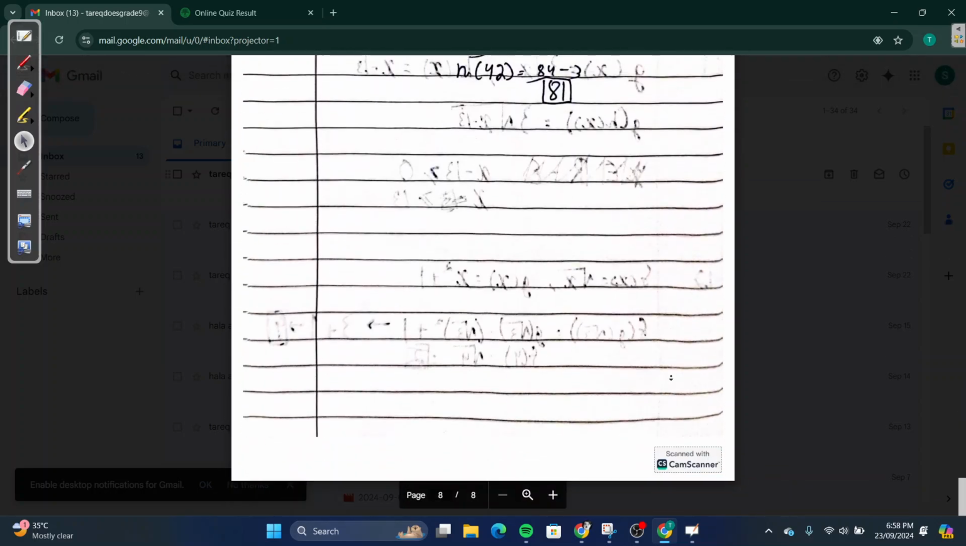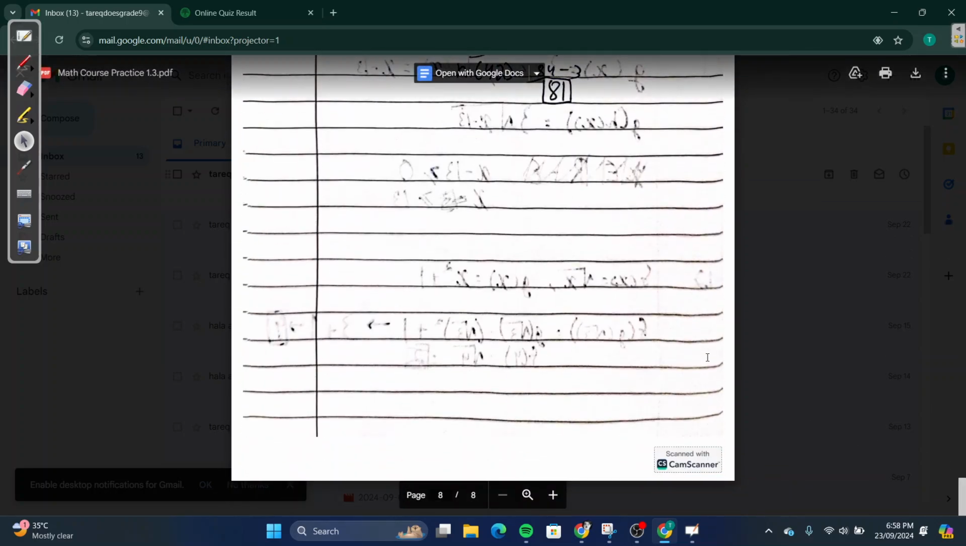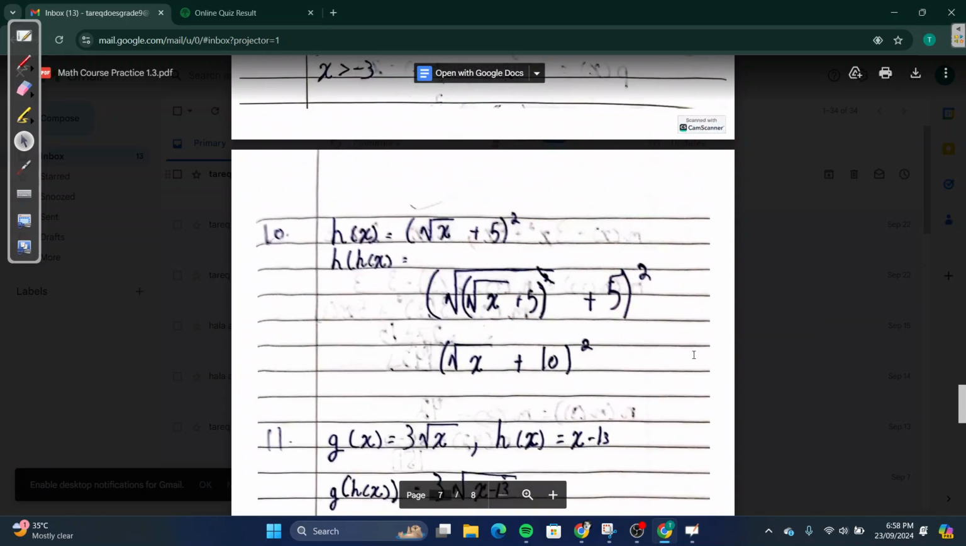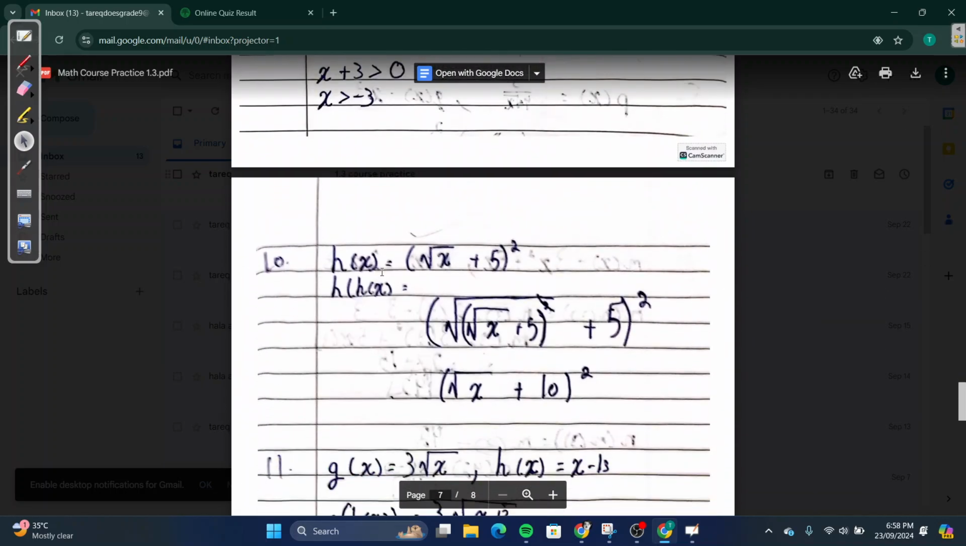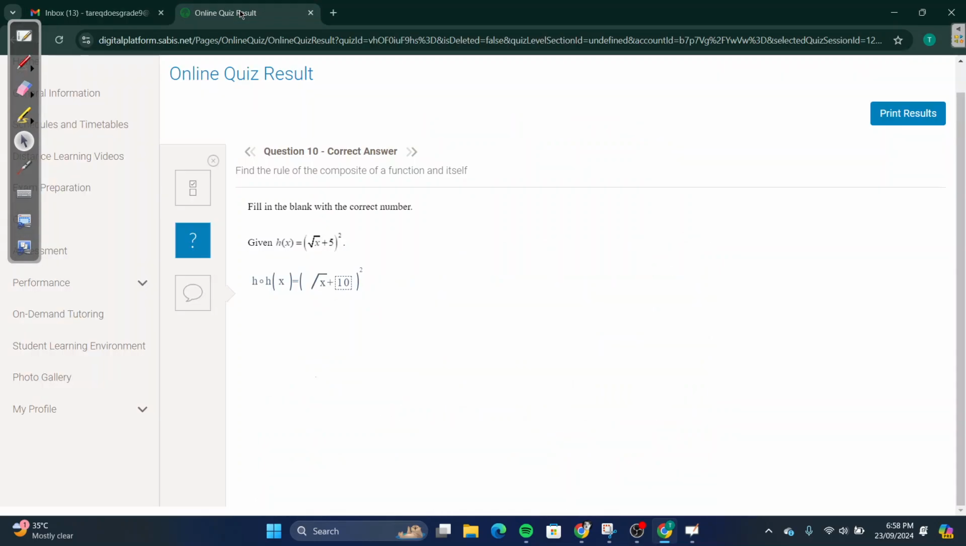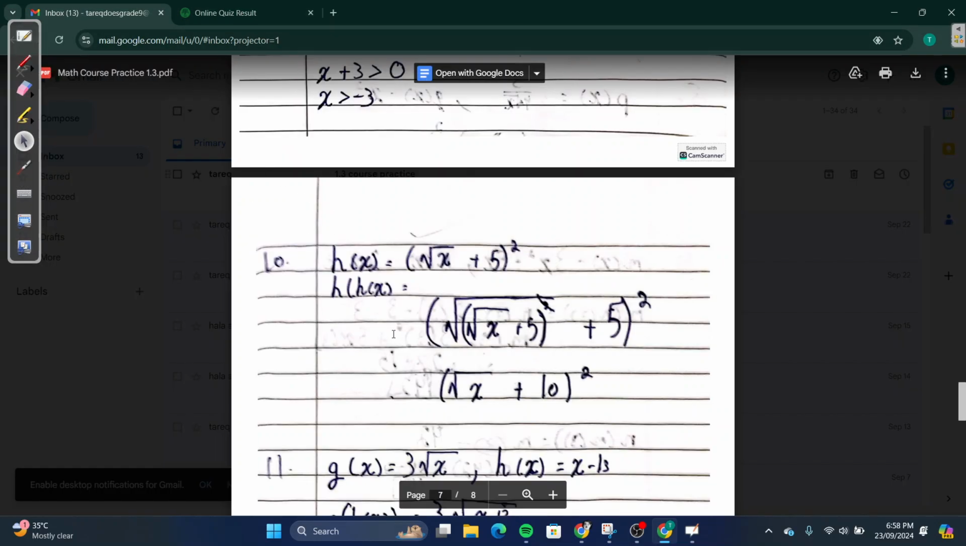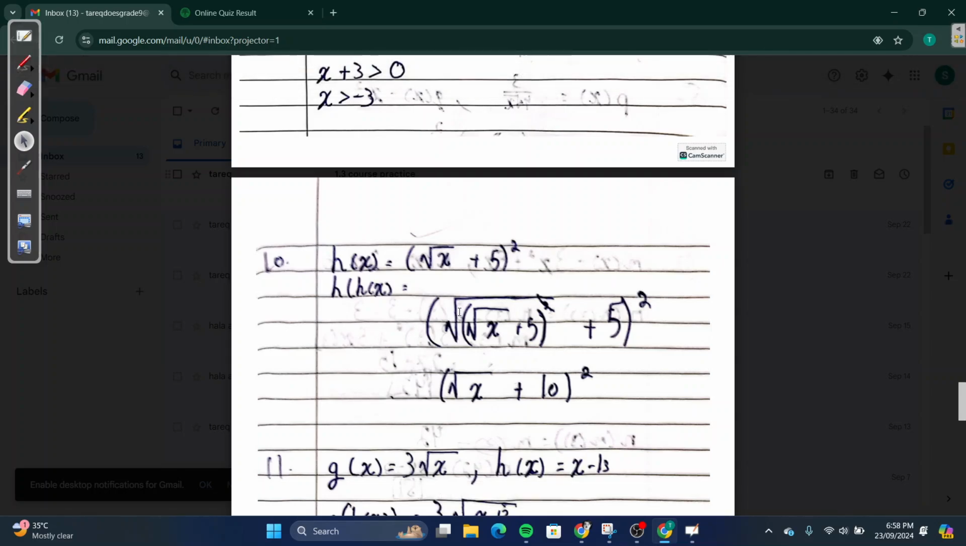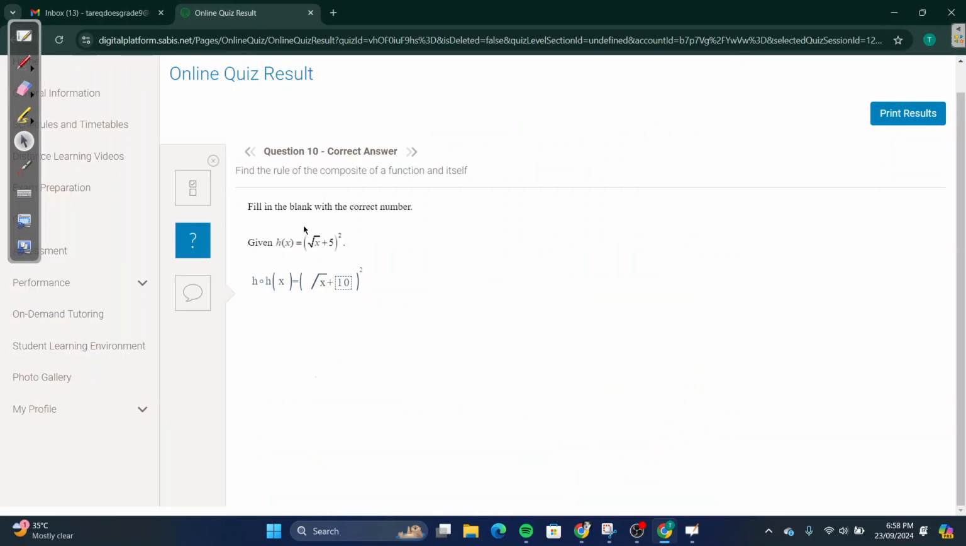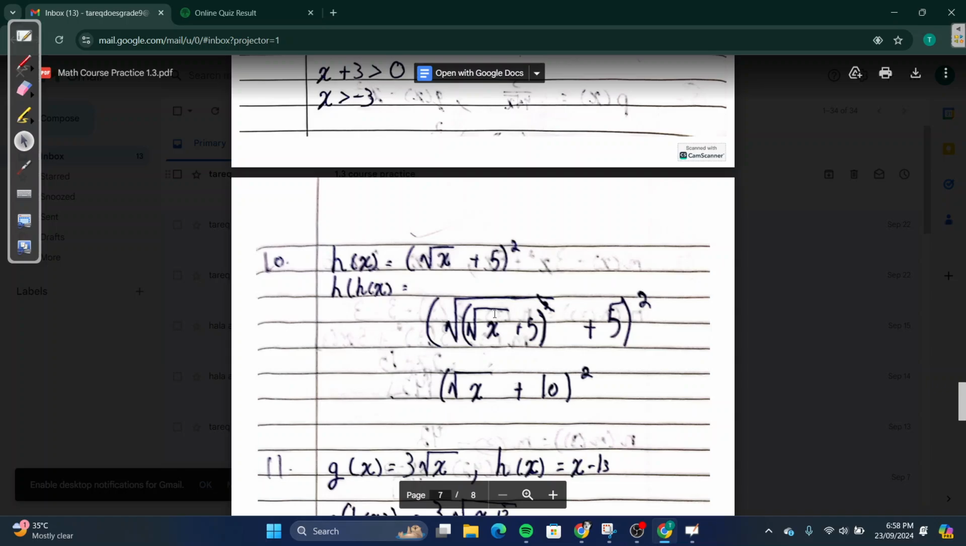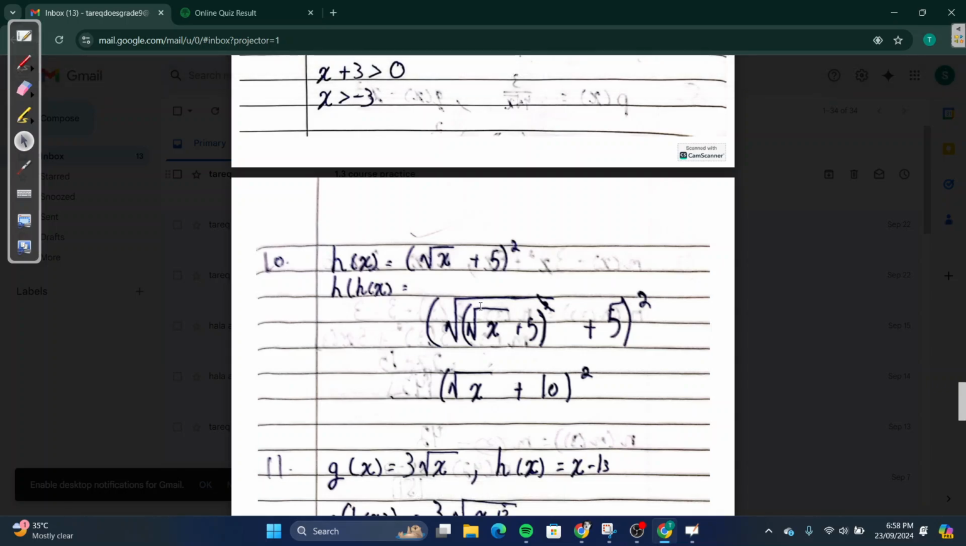Okay, thank you. My mouse stopped working. There we go. So h of x is root x plus 5 squared, right? That's what they have. For h of x, you're gonna want to substitute all of this into this x position. So root of root x plus 5 squared, plus 5, all squared.